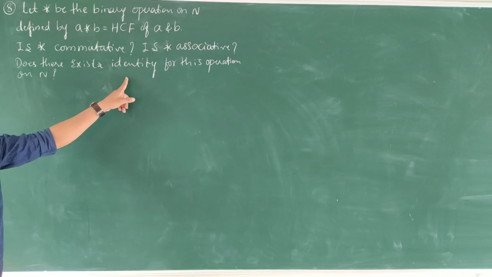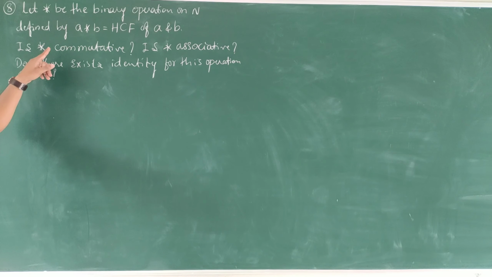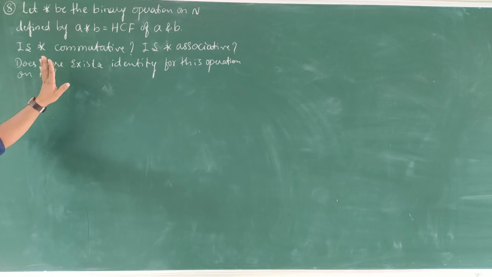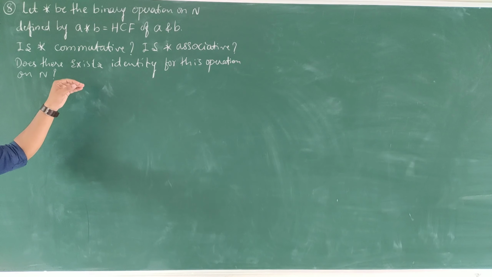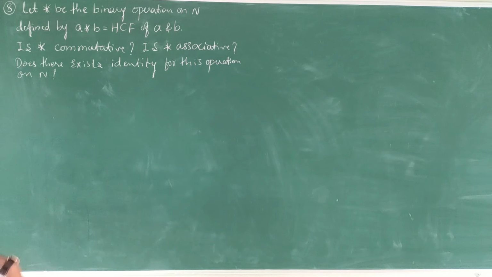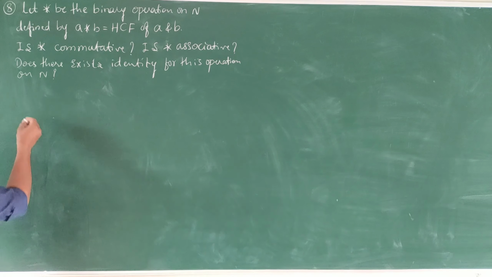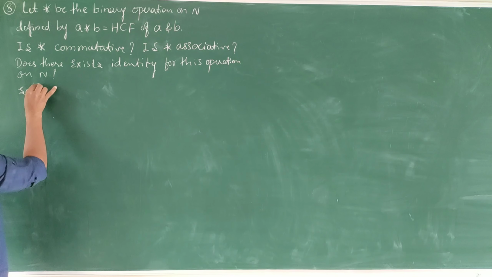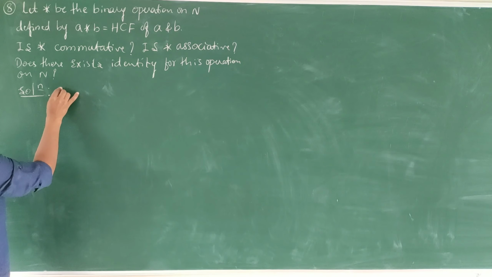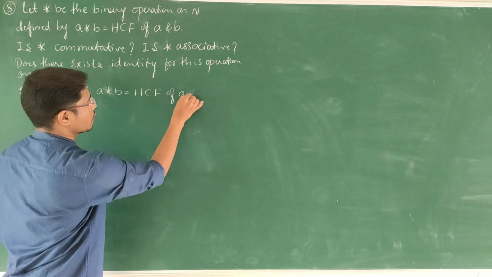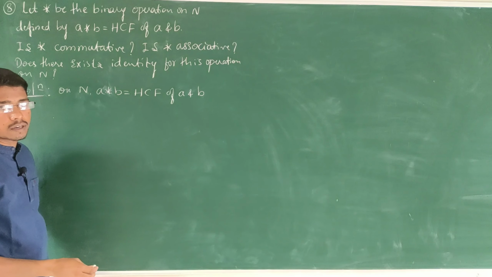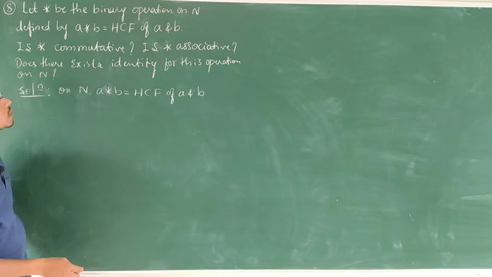Okay, we have to check whether it is commutative, associative, and whether there is an identity for this operation, on the set of natural numbers. Okay, let us see the solution. On N, the set of natural numbers, the operation is A star B equal to the HCF of A and B, right? So we have to check commutativity first.